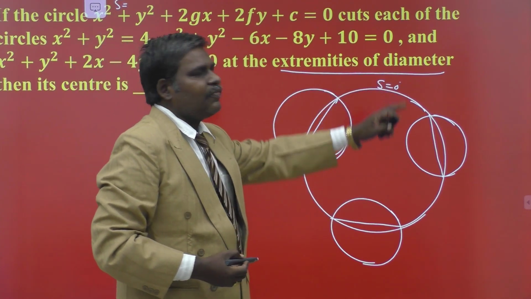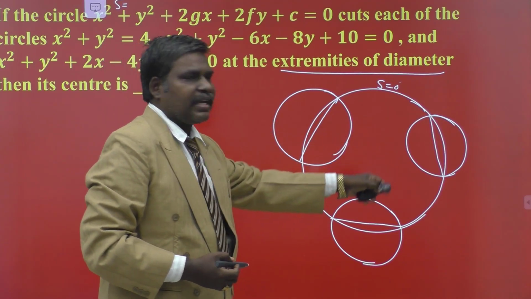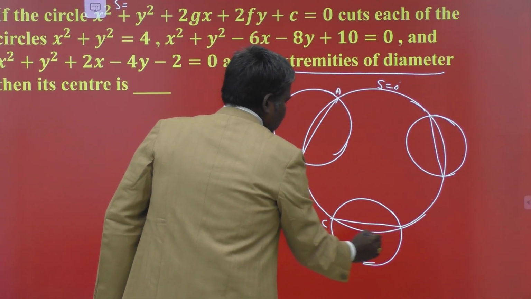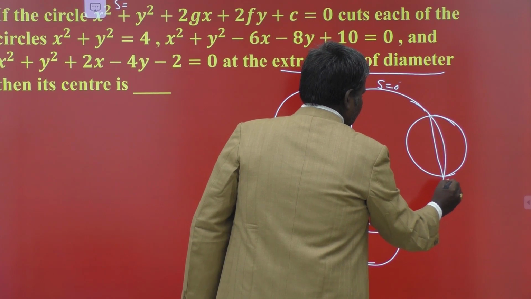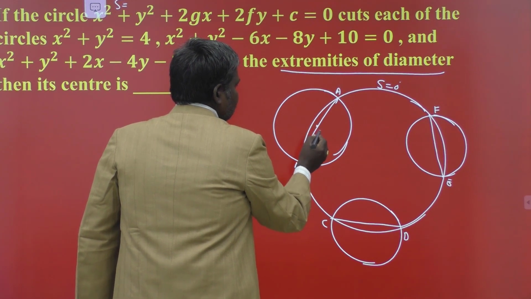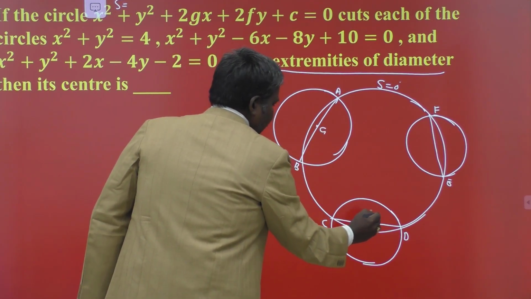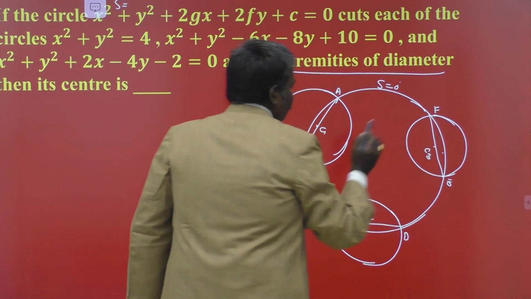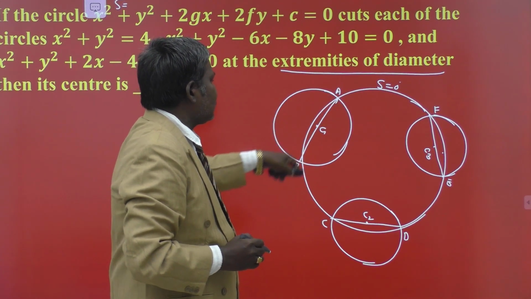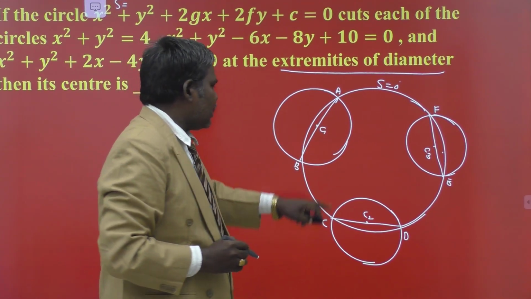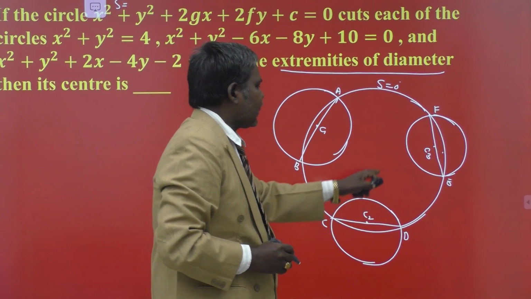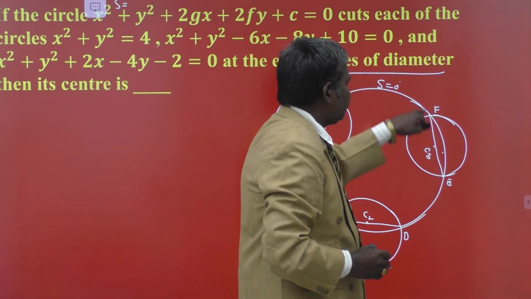That's at the extremities of diameter. For these three circles, at the extremities of diameter, we mean it bisects the circumferences. Suppose this is AB, this is CD, and this is EF, say. This is the center of these circles, C1, C2, and C3. From the figure itself, what do you conclude? The radical axis of S equal to 0 and the first circle lies on your first circle's center. Similarly, the radical axis of these two passes through the center of the second circle, and the radical axis of these two passes through the center of the third circle.